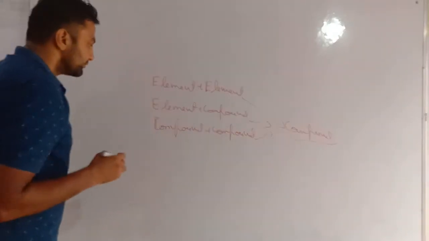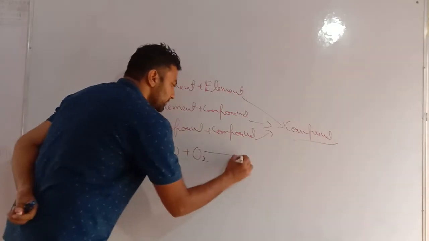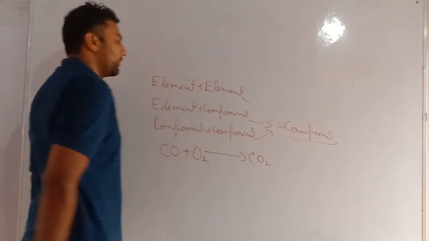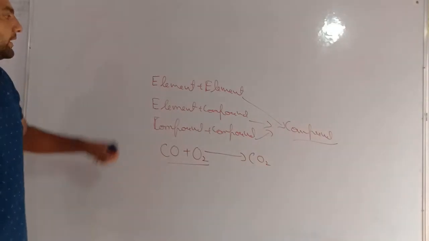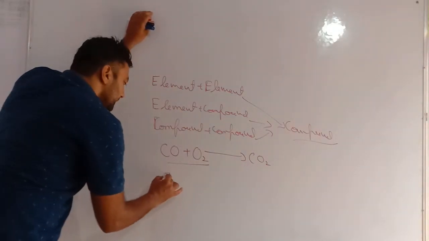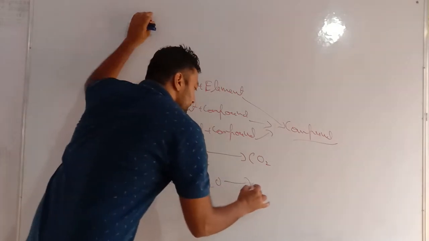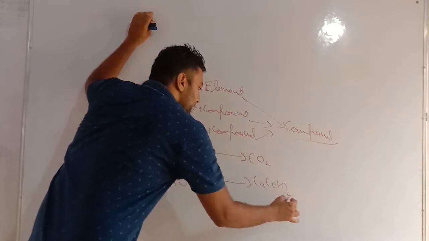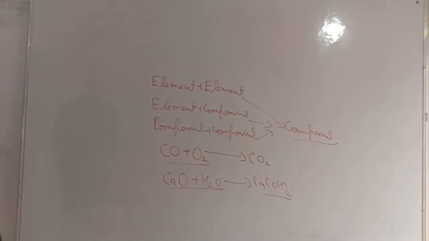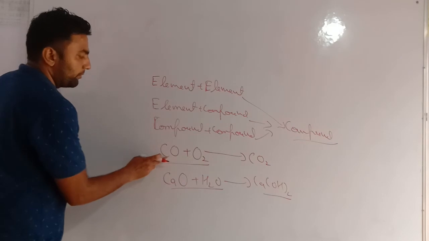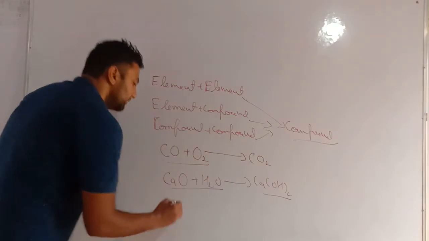Let's take few examples. Carbon monoxide, when it burns in oxygen or combines with oxygen, gives us carbon dioxide. You can see two reactants giving a single product. Okay, very simple. Calcium oxide plus water gives calcium hydroxide. Two reactants giving a single product. Okay, my dear students. Compound plus element giving a compound. Compound plus compound giving a compound.